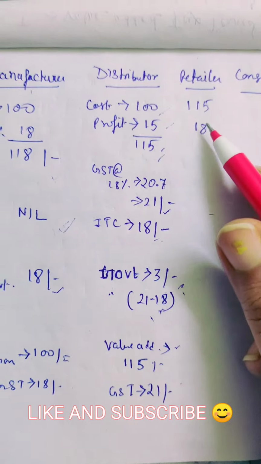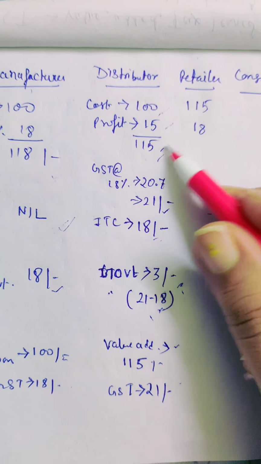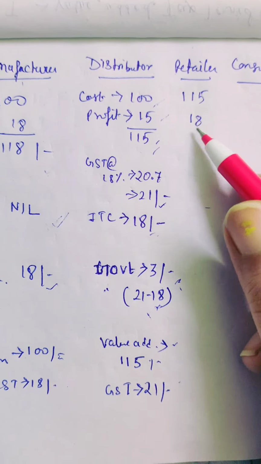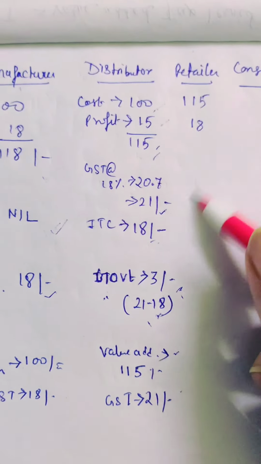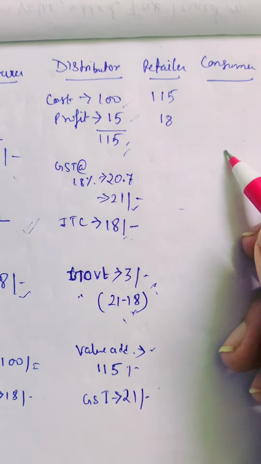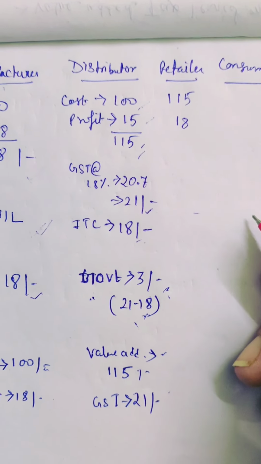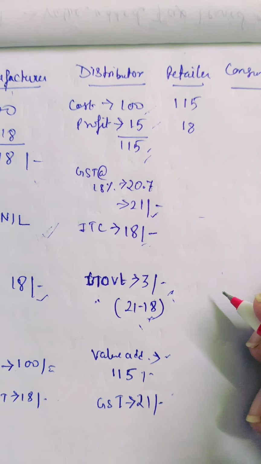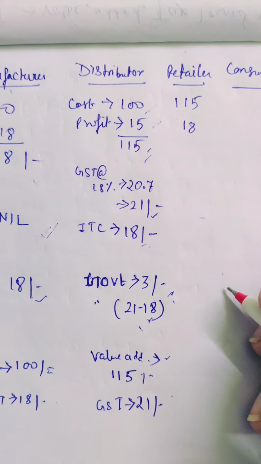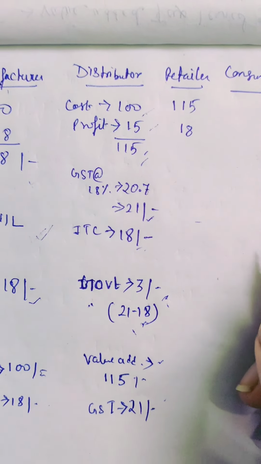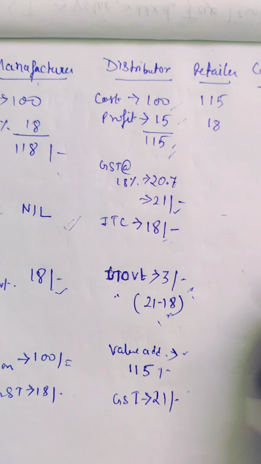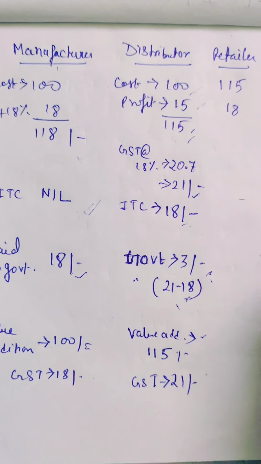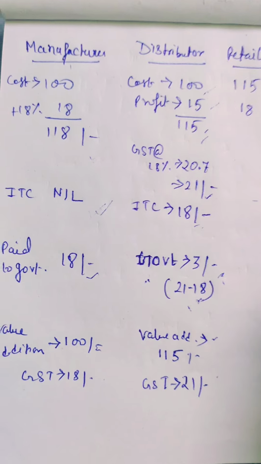Likewise, retailer's costing is this, and he adds a profit of 18, and the same procedure will follow. Ultimately, the consumer has to bear. He cannot claim any input tax credit. He has to totally bear the product cost inclusive of GST. I hope you all understood this part. I'll come up with more examples and will explain you all in detail.